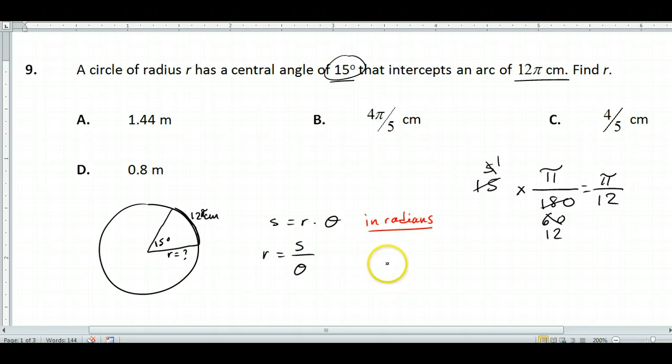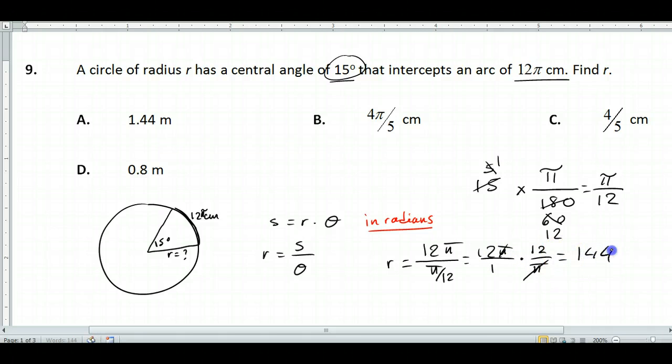So now let's just apply the formula. R is the arc length, 12 pi, divided by pi over 12, so this is 12 pi over 1 times 12 over pi, and so it is 144. 144 what? Same unit as for the arc length, centimeters.